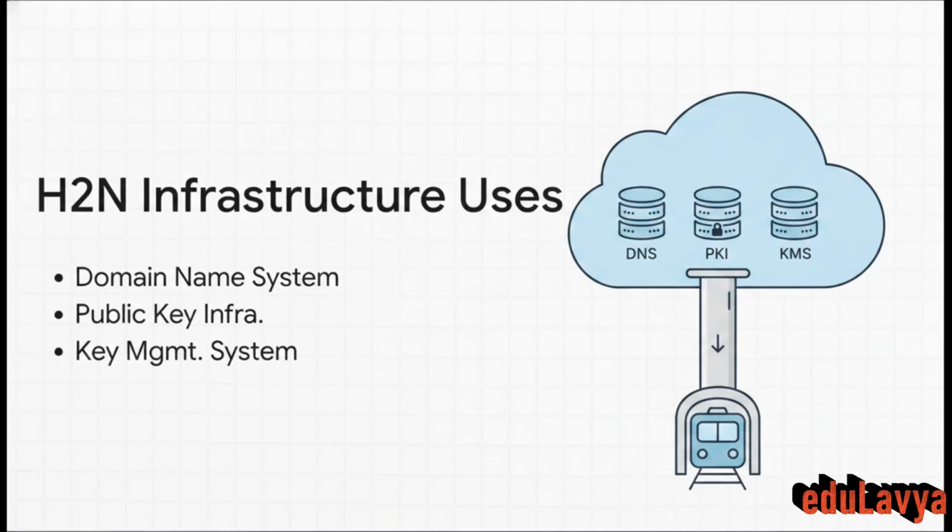Now, why go through the trouble of this point-to-cloud approach? Well, it's because supportive applications need standard IP addressing over MDS data sessions to do their jobs efficiently. We're talking about workhorse applications here. The domain name system for resolving web addresses, the public key infrastructure, and the key management system for handling all those crucial security certificates. These are the systems constantly running the necessary background checks and balances. Honestly, it would be a total nightmare and incredibly inefficient to try and build dedicated individual point-to-point tunnels for every single one of these background tasks. H2N just bundles all that access together beautifully.